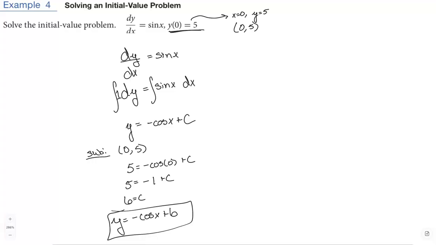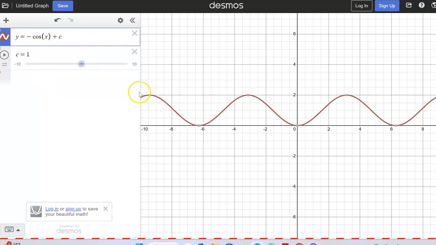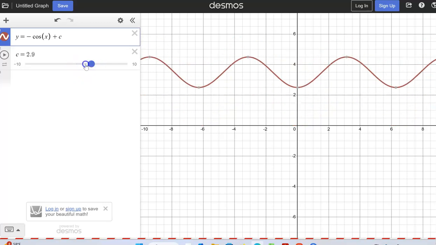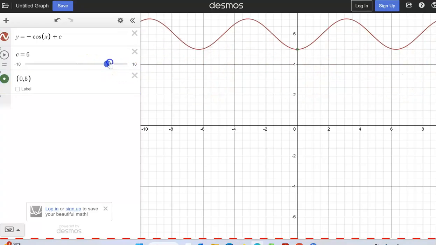So I want to take a minute and graph this in Desmos so you can see what's going on. So I typed in my antiderivative, negative cosine of x plus c. Here's my slider, and you can see that c is going to shift this thing up and down. We wanted to go through the point 0, 5. So there's that point we want to go through. So we're shifting until we get to where we can go through that point. And we said that y was going to be equal to negative cosine of x plus 6. And that's the particular solution that goes through that point 0, 5.